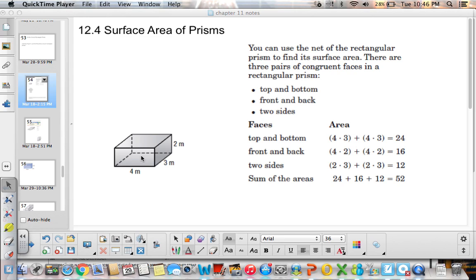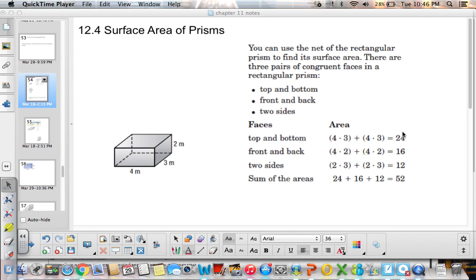We do the same for the front and the back, but this time I see that this rectangle right here has a base of 4 and a height of 2. And I know that it's 2 because it's the same height as back here. So 4 times 2 is 8, and then we have 4 times 2 on the other side, which is 8. We add them together and we get 16. And then for the two sides, we have a base of 3 and a height of 2, so 3 times 2, and then add the other side, 3 times 2, and we get 12.